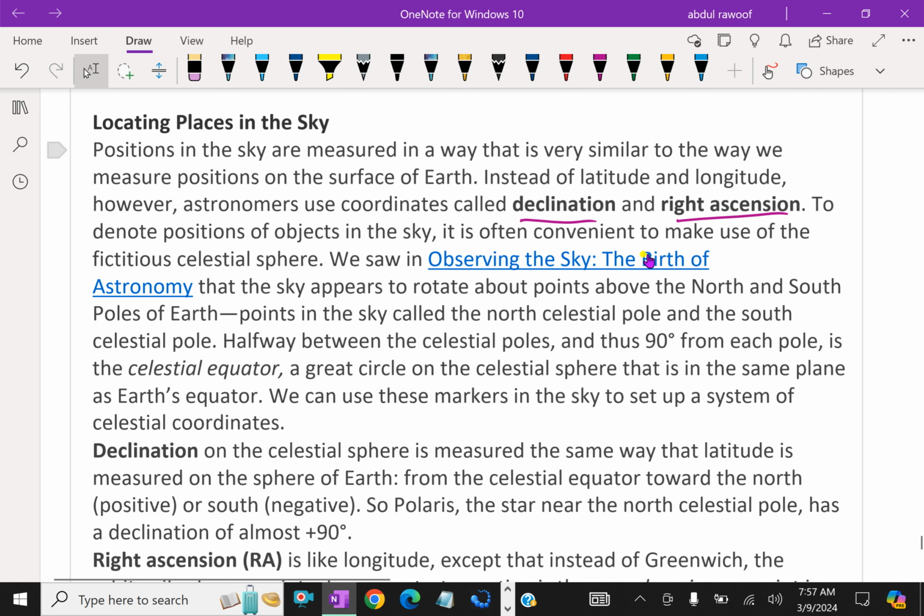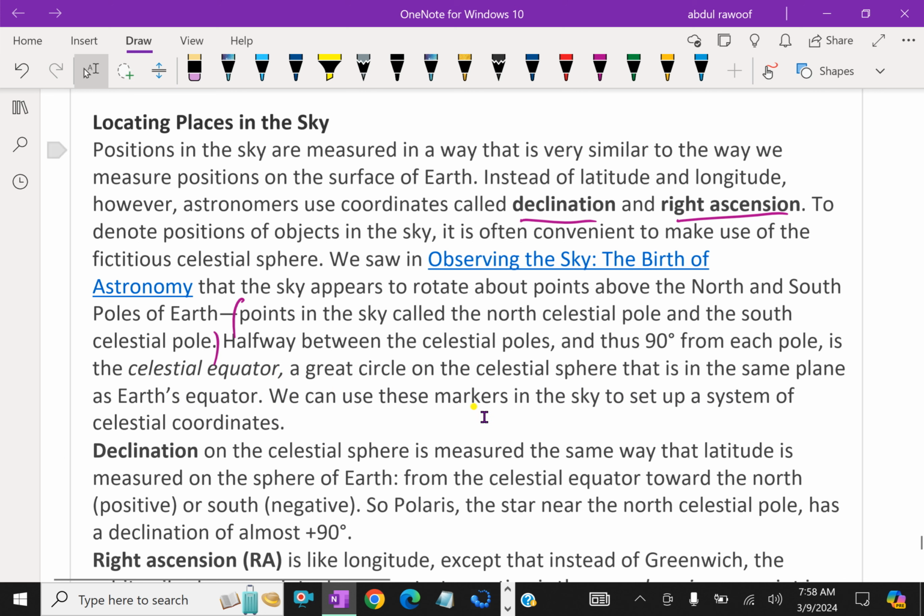It is often convenient to make use of the fictitious celestial sphere. We saw in previous videos on observing the sky that the sky appears to rotate about points above the north and south poles of Earth, called the north celestial pole and the south celestial pole. Halfway between the celestial poles, and thus 90 degrees from each pole, is the celestial equator, a great circle on the celestial sphere that is in the same plane as Earth's equator.